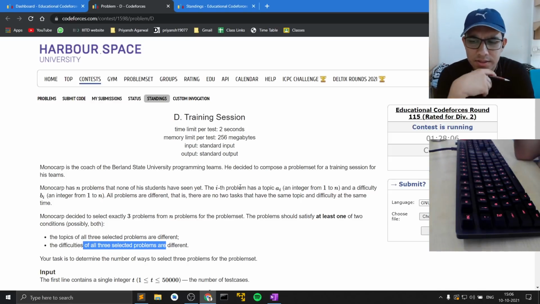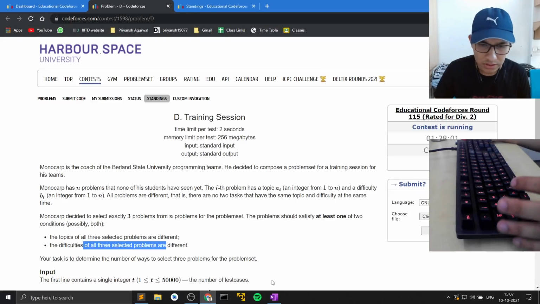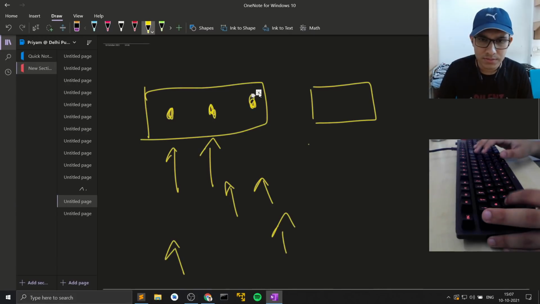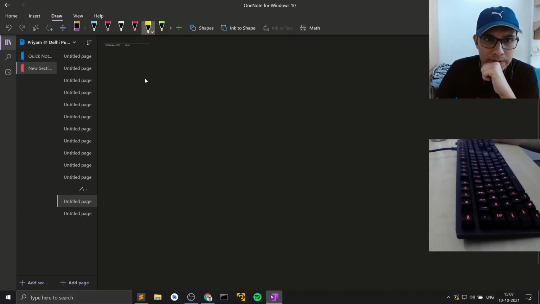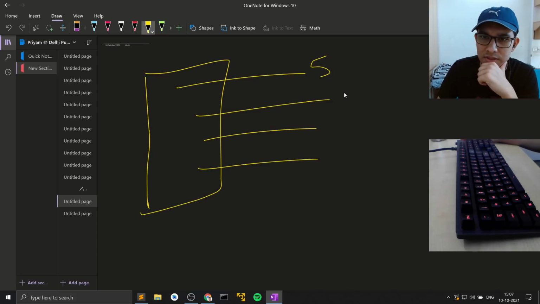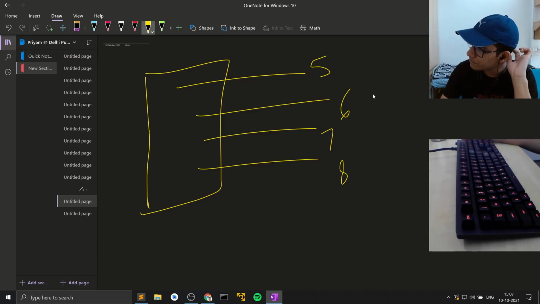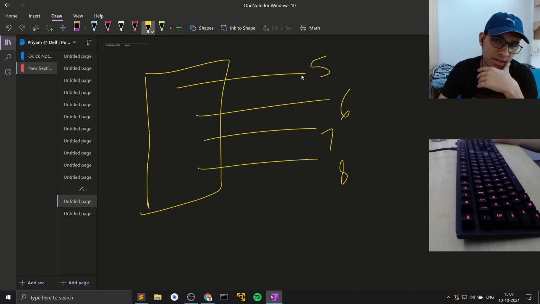Okay, but if I'm saying that the topic should be different or the difficulty should be different, the one way of choosing is very simple. Like if you look at this, for example, if this is my vector of topics, let's say there are 5 difficulties here, 6 here, 7 here, 8 here. So I just need to multiply any 3 of these and sum them up.